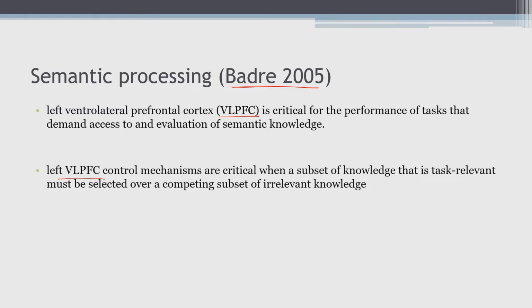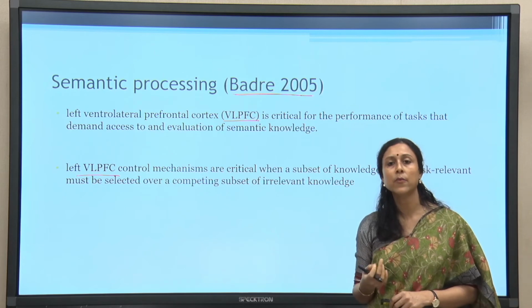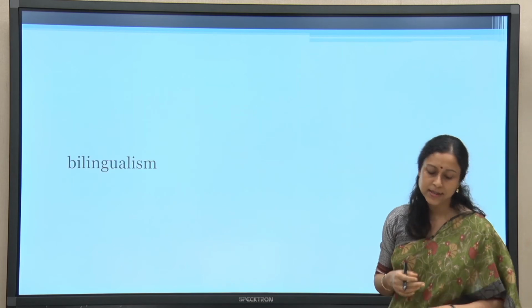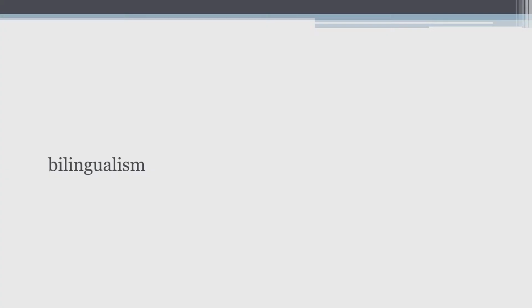So, left VLPFC control mechanisms are critical when a subset of knowledge that is task relevant must be selected over a competing subset of irrelevant knowledge. It becomes more competitive when the irrelevant subset of knowledge is a higher frequency word or more commonly associated, and so on. That is the scenario when inhibition has to be stronger. So, the control mechanism has to be stronger, and that is when we find this kind of activation of the general purpose cognitive control network.